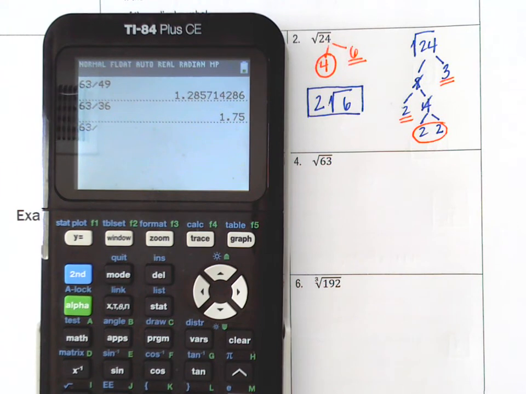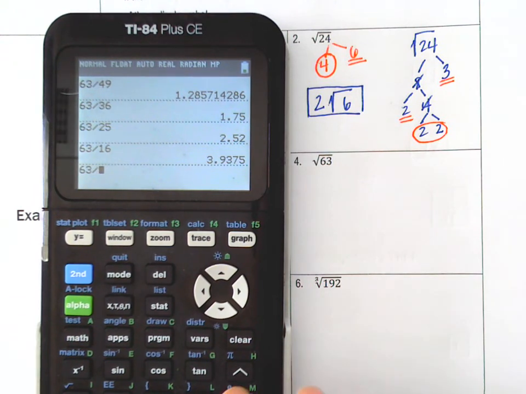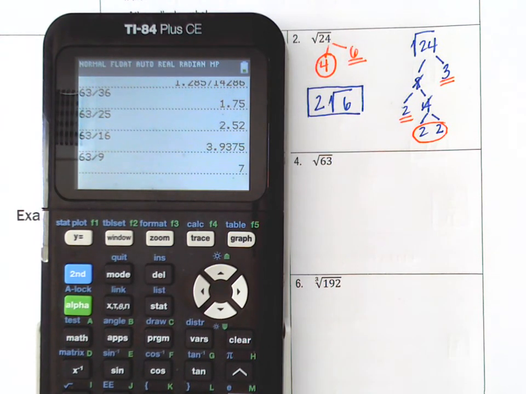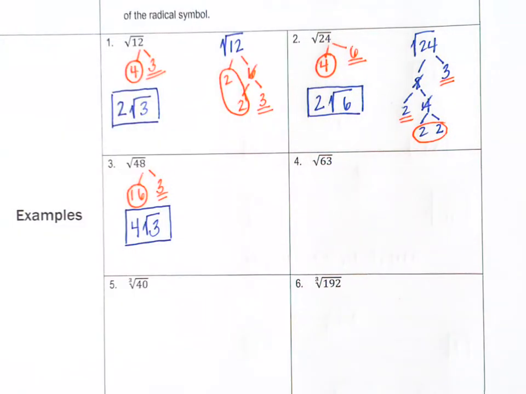63, what about 25? It doesn't. Okay, what about 16? Still not there. Okay, hopefully 9 does, which we know it does. And so that's another way that you guys can just do it in your calculator. It's like a guess and check type of thing there.